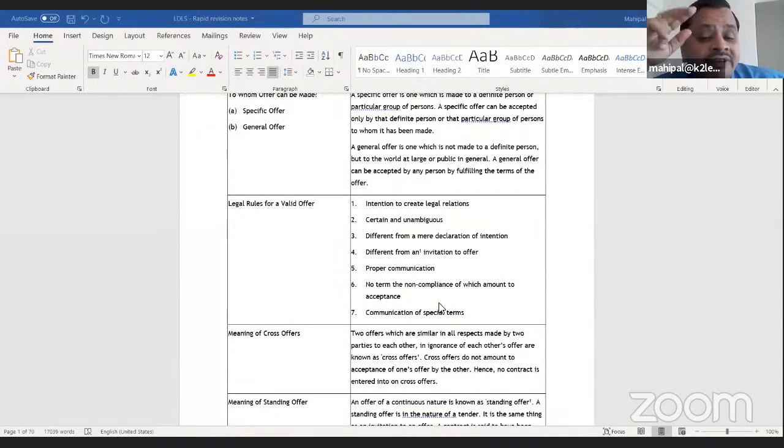Difference between offer and invitation to offer. What is an offer? His willingness to perform is an offer. Invitation to offer is nothing but inviting the public at large to make an offer to you. Example, auction sale, your advertisements, your MRP, correct? So invitation to offer is never an offer.